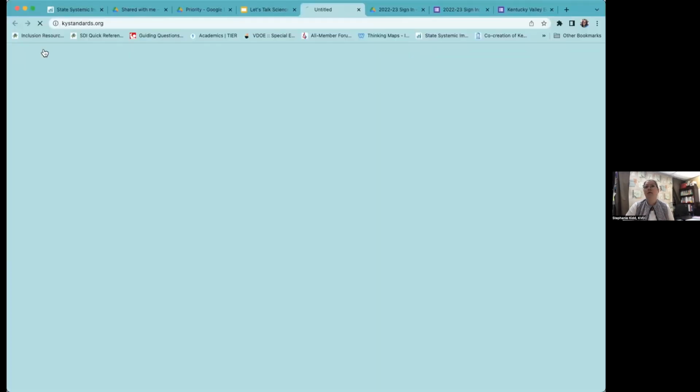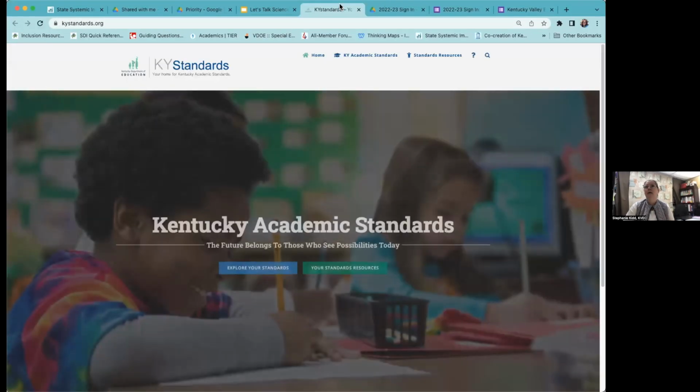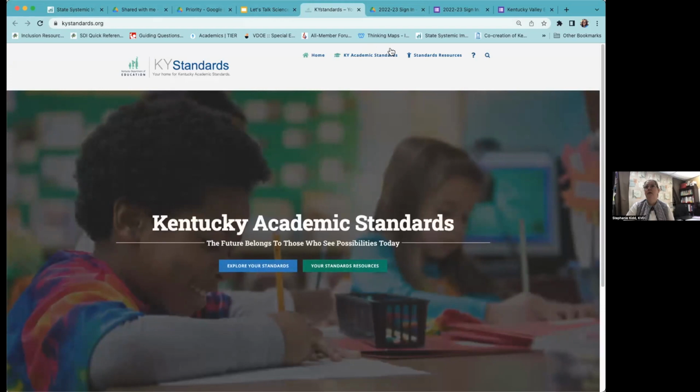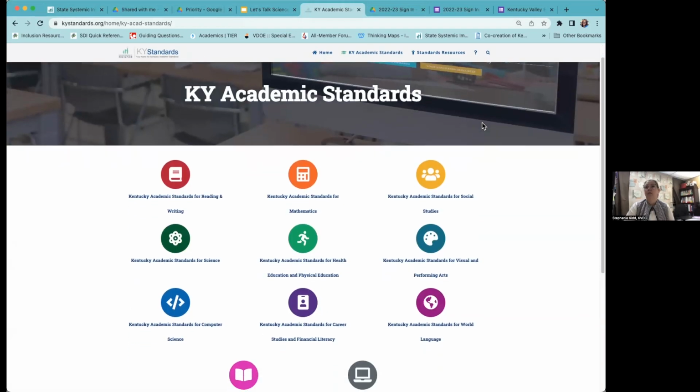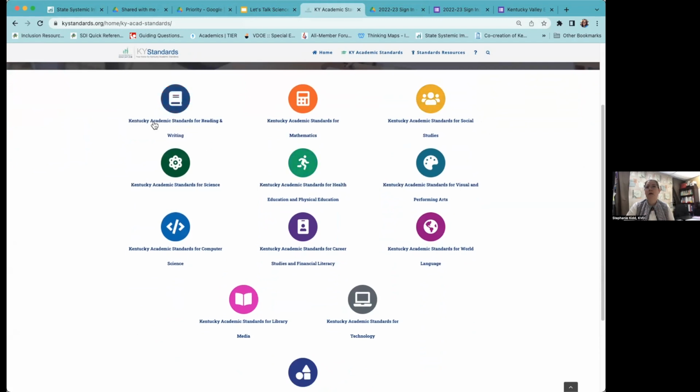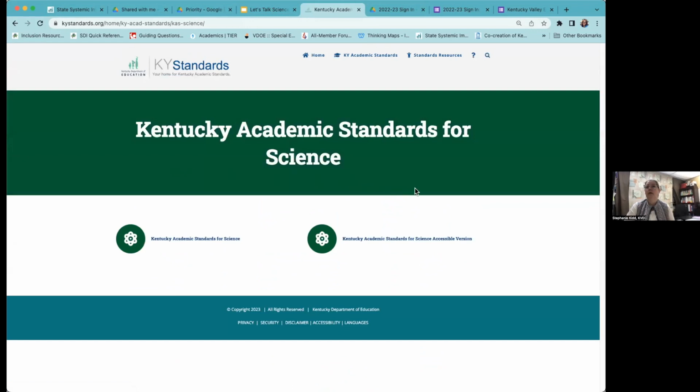So if you don't know where to find your Kentucky standards, you can go to kystandards.org, go to Kentucky Academic Standards. The wonderful thing about this is you're going to look right down through here and you're going to find science. It's got this wonderful emblem here. Click on it. When you go to the Kentucky Academic Standards, you're going to find that there is an accessible version, but you'll want to click on this one for right now.